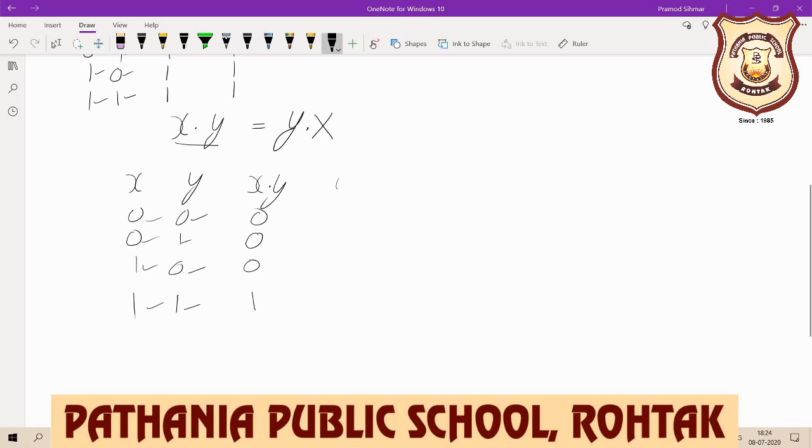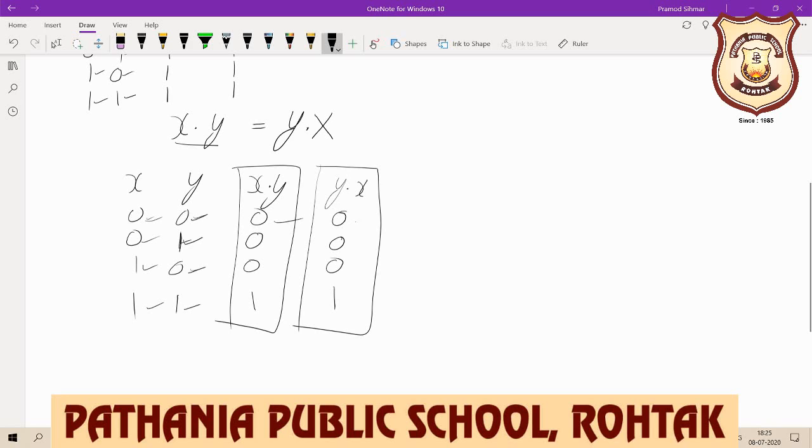Now y multiply x. Both are the same thing. Who says that? Commutative law says that x multiply y is always y multiply x. So y is 0, x is 0, 0 multiply 0, and here is your 1. 1 multiply with 0, again 0, and 0 multiply with 1, again 0, and 1 multiply with 1 is 1. So you can see here x multiply y and y multiply x, both are the same thing.